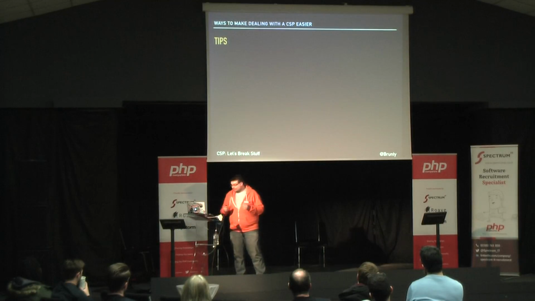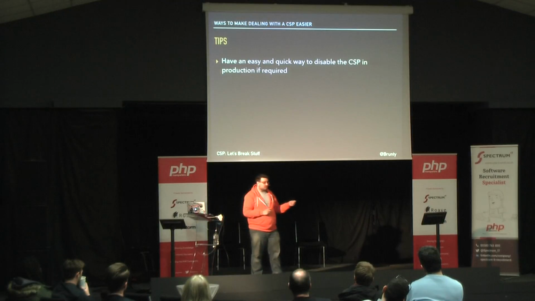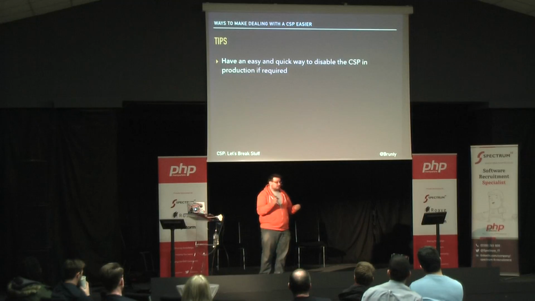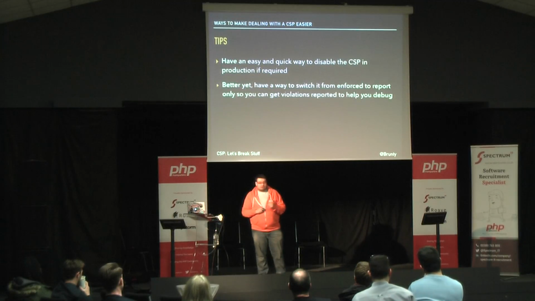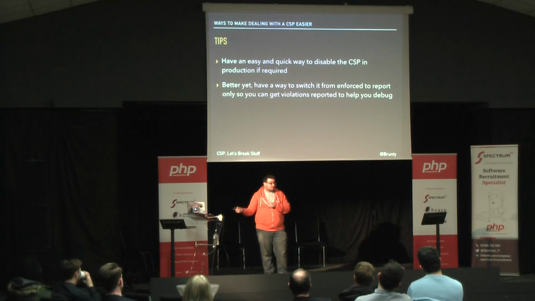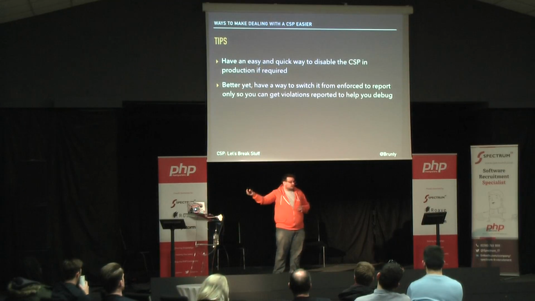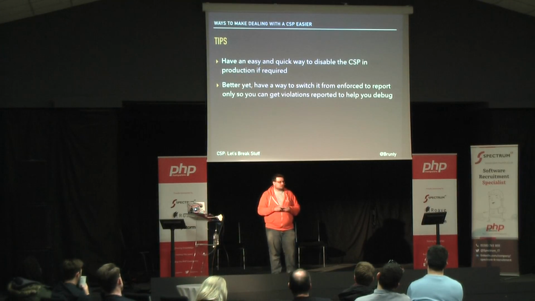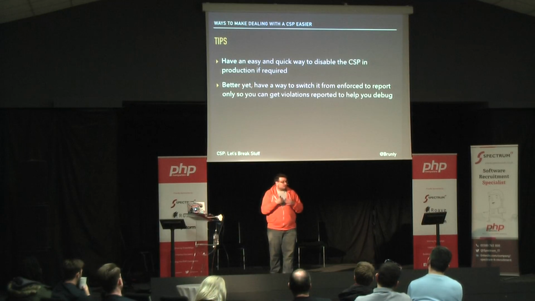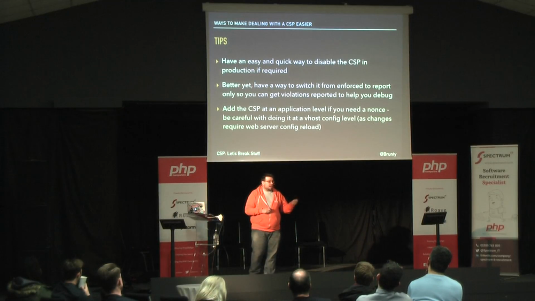Some general tips. Have an easy and quick way to disable content security policies in production. Because if you upload one that's bad, you're going to need to turn it off like that because things are going to go bad quickly. Better yet, have a way to switch it to report-only mode so you can continue to get logs for debugging. Because if you turn it off, those logs stop, it's no longer enforced. What went wrong? If you haven't got anything previously, it's going to be difficult to work out what was going wrong. Activate it in report-only mode, you'll still get the logs of things that were going wrong, but it won't be enacted.